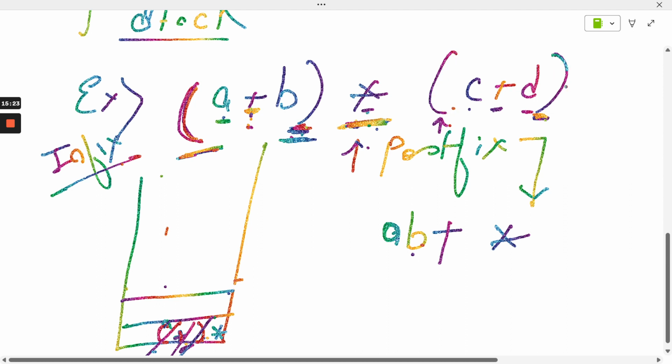Now for this opening bracket we have this higher precedence, so we will push this into the stack. This opening bracket has higher precedence, so we will push this star into this. Then we encountered the C, so we write it here. Then we encountered the plus.